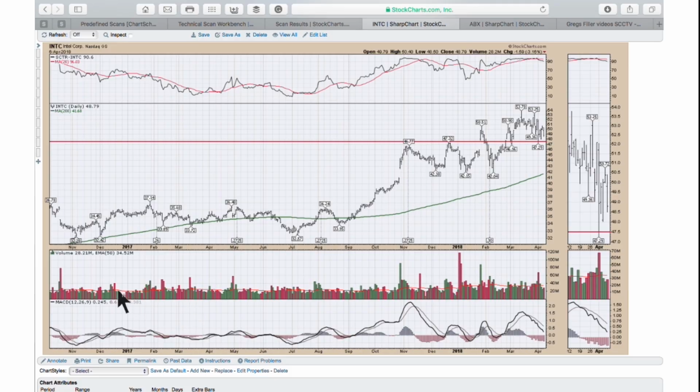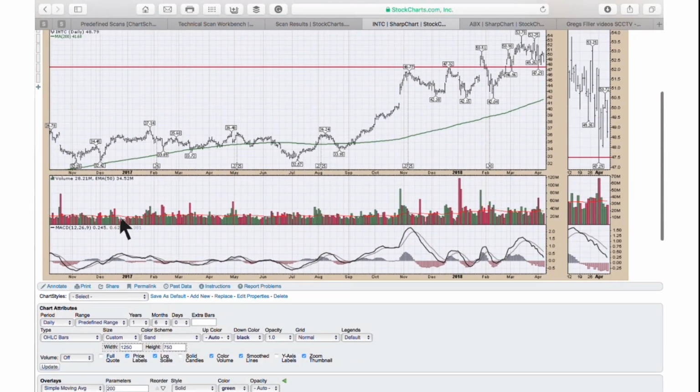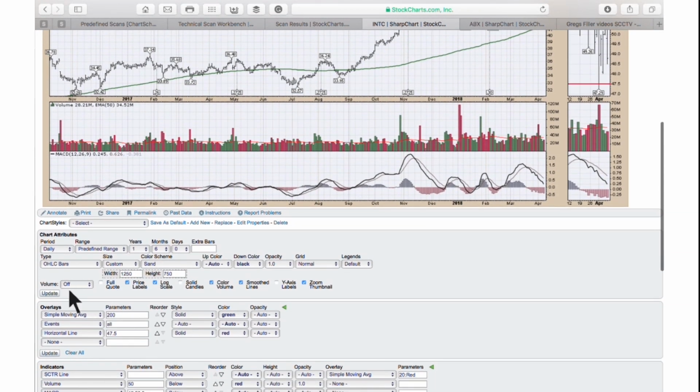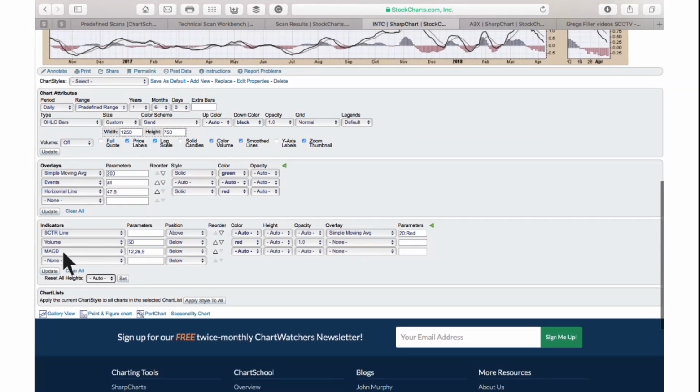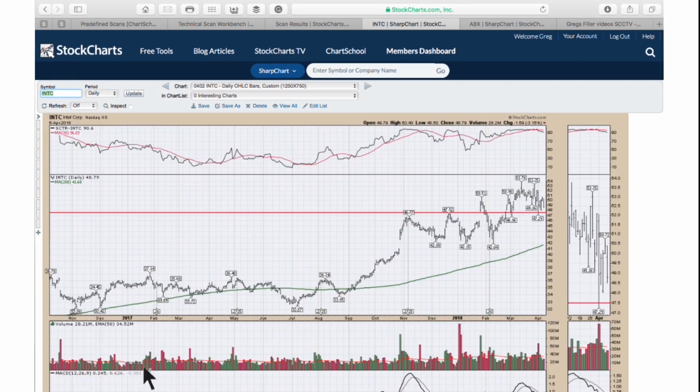Here's how to add a moving average for the volume on your charts. You can't use this volume component here, so go down under Indicators, select Volume from the drop-down menu, and then put the period that you'd like on it. You can specify the color of the moving average line, click Update, and that will give you this nice little line on here so you can see if it's above or below average volume.